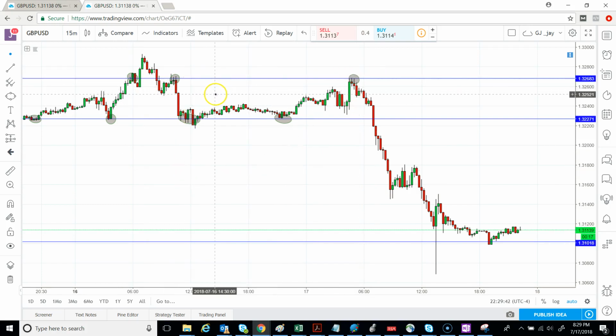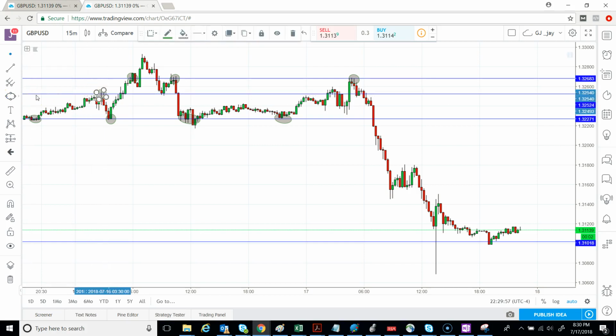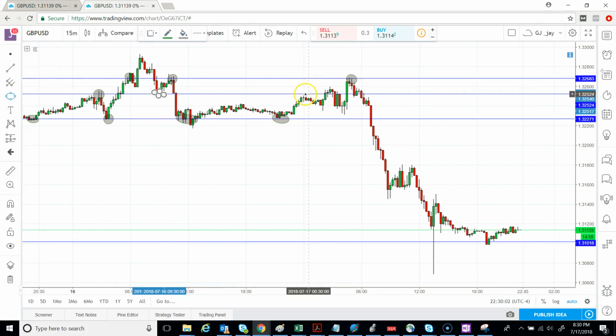Then there is somewhere in this area where it bounced off here, bounced off here. Right, so we might do right around right here. So we have this right here. This right here. We have this right here.